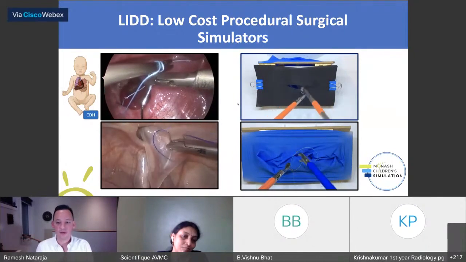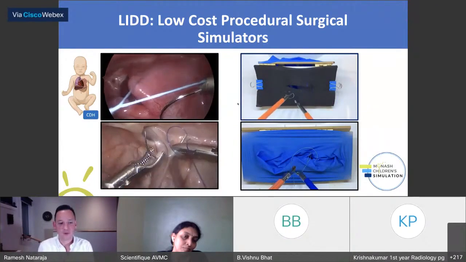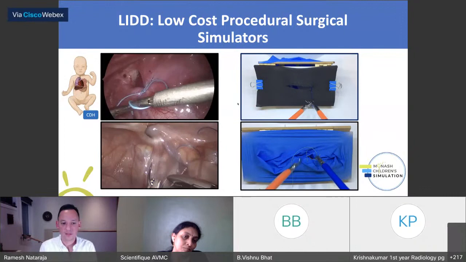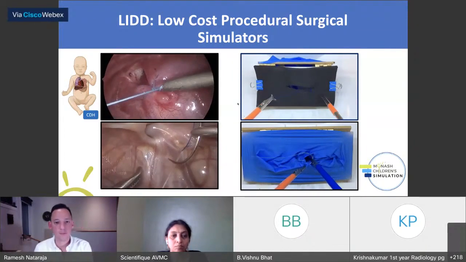So what do I do? I'm a good surgeon, I hope, and I'm sure that my outcomes are as good as anyone else's. But before I do a thoracoscopic diaphragmatic hernia repair, I go to my model.